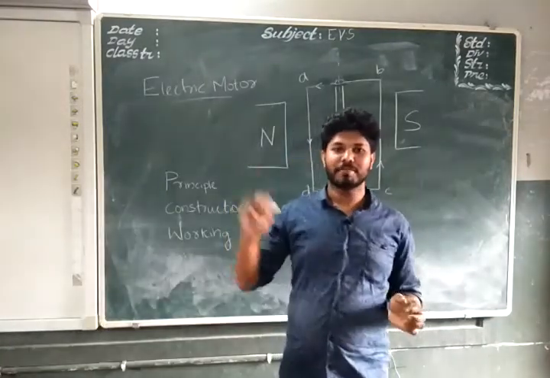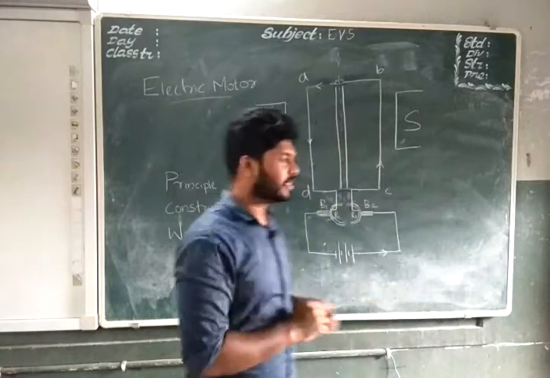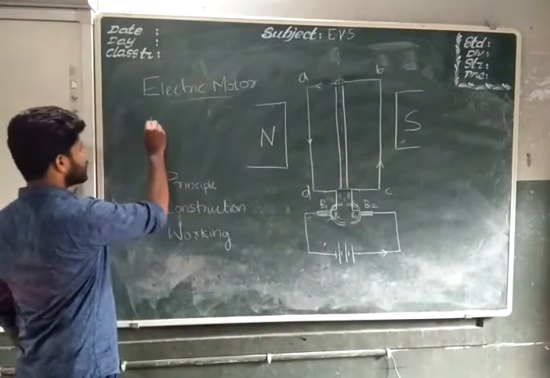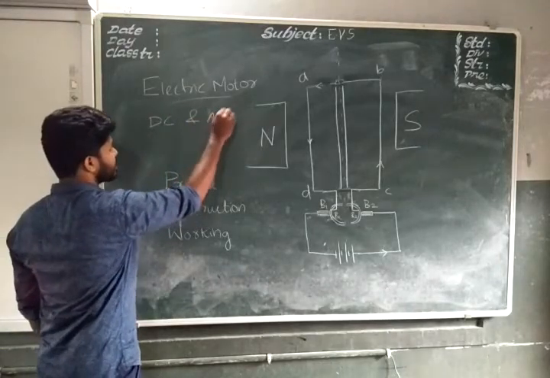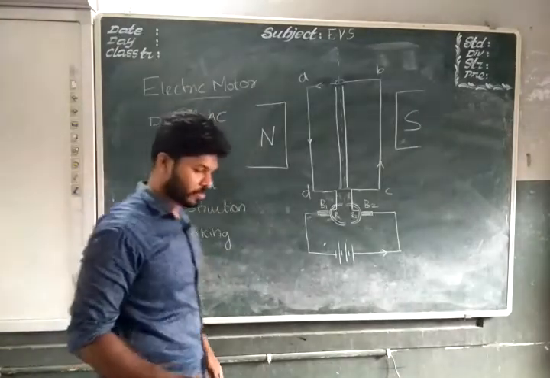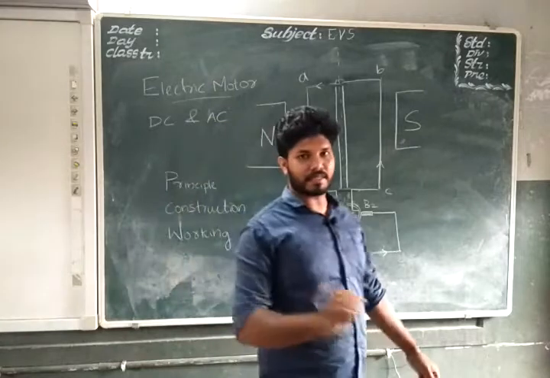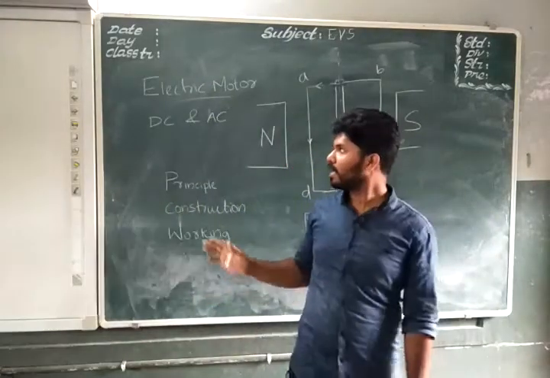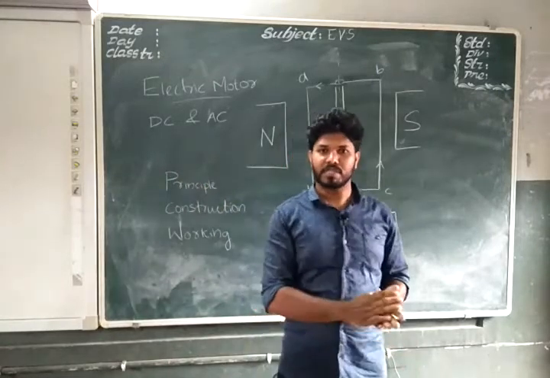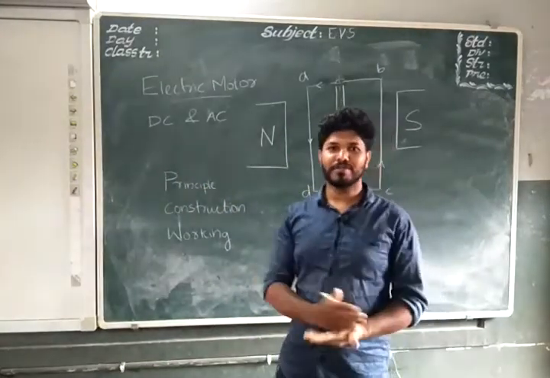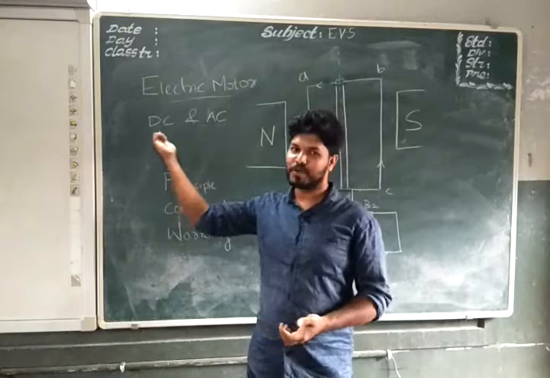There are two types of electric motors. They are DC motor and AC motor. DC and AC, two types of electric motors. The working and functions of DC and AC are very much different from each other. Now we are going to discuss DC motor.